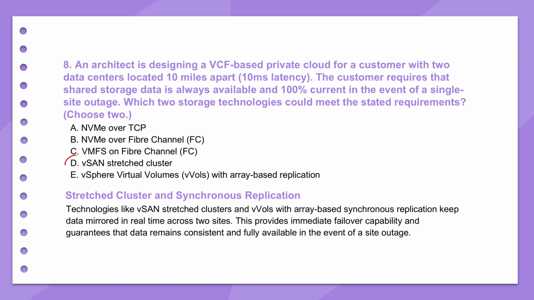The second valid option is using vSphere virtual volumes, or vVols, but in conjunction with array-based replication. So if the underlying storage array itself supports synchronous mirroring between the sites, vVols allows the architect to manage that powerful array capability, but with the same kind of policy-driven granularity we talked about earlier with vSAN, which makes it much easier to manage at the VM level. But in both cases, the key enabling technology, the non-negotiable part, is that guaranteed synchronous replication. That's what meets the requirement. Fantastic. Two solid options there.